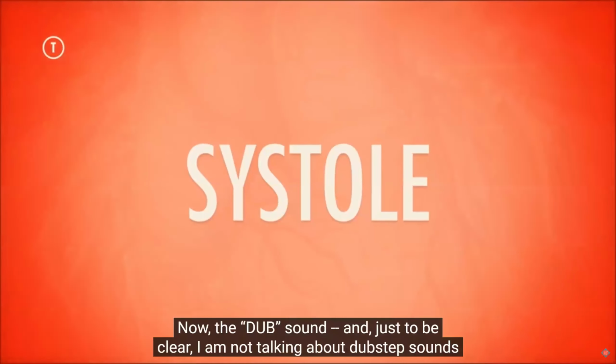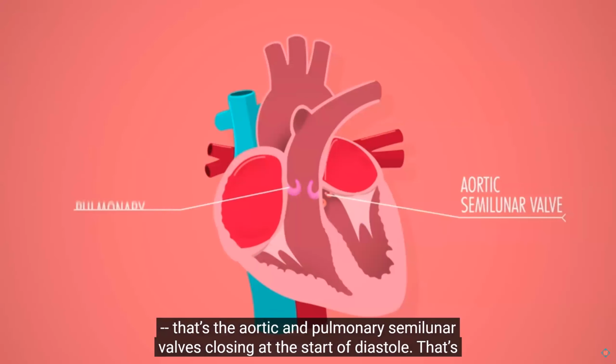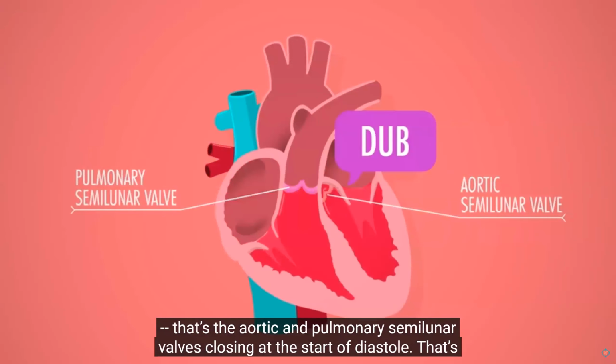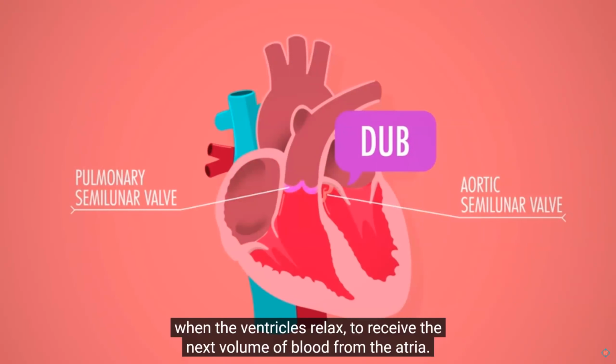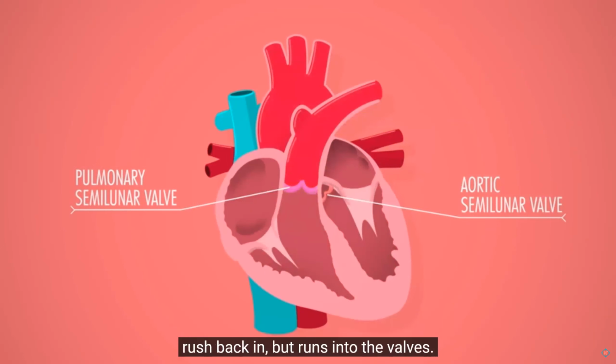Now, the dub sound. And just to be clear, I'm not talking about dubstep sounds. That's the aortic and pulmonary semilunar valves closing at the start of diastole. That's when the ventricles relax to receive the next volume of blood from the atria. When those valves close, the high pressure blood that's leaving the heart tries to rush back in, but runs into the valves.